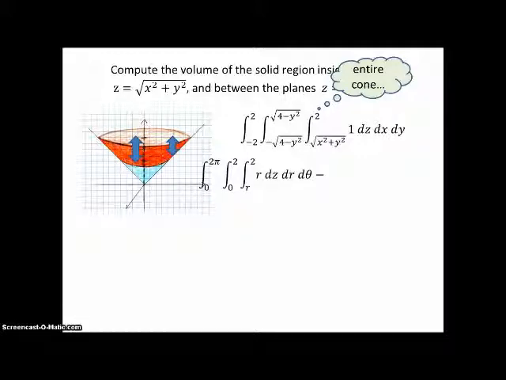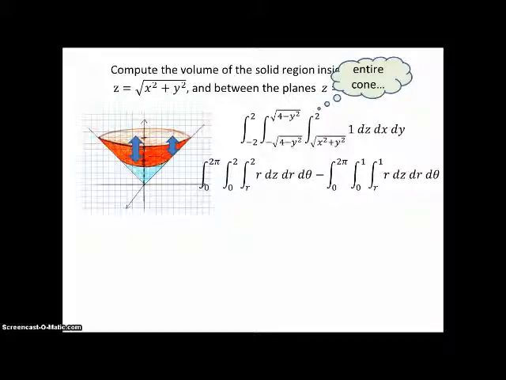This would be the entire cone, changing dx dy to r dr d theta, and then z is always going to go from the radius, because z is the square root of x squared plus y squared, which is the square root of r squared. So z is going to go from r to 2. The radius r goes from 0 to 2, and then we're going all the way around the circle, so theta goes from 0 to 2 pi. So this integral will give us the entire cone. And from that we can subtract the blue part of the cone, and that will give us the red.